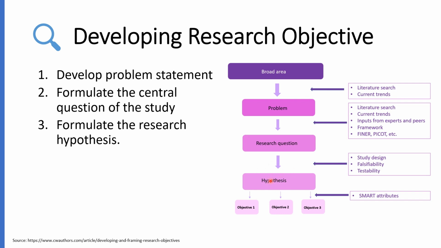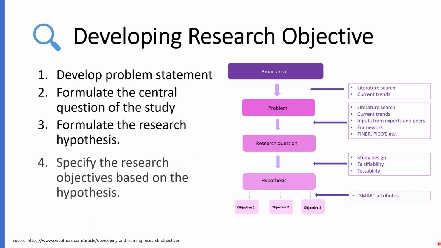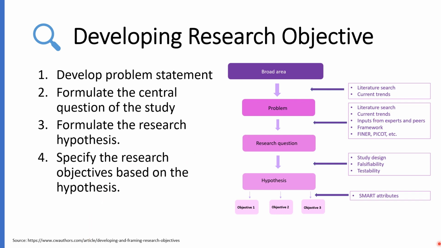So where do we put our objective? The research objective now will specify how the research question will be answered. In other words, the objective determines what is to be measured to test the hypothesis. So if your research is hypothesis based, you have a hypothesis, your objective should be based on that hypothesis. And that hypothesis must be based on your research question.